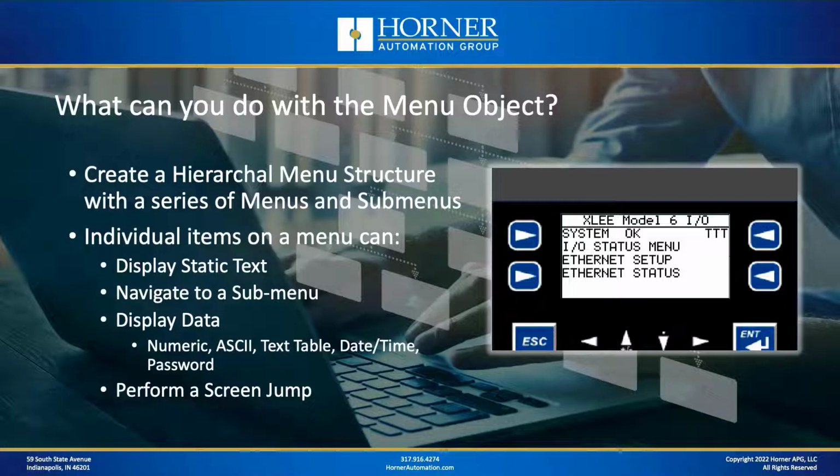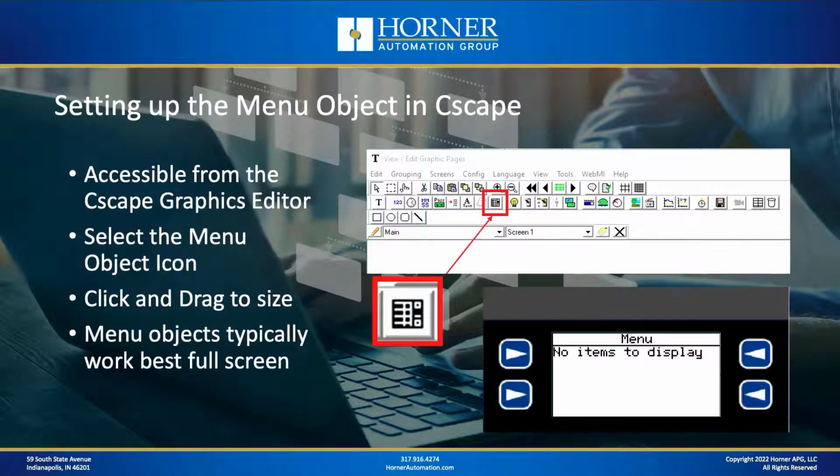So what can you actually do with the menu object? Well, you can effectively create a hierarchical menu structure with a series of menus and submenus to lead your user through the data or through the parameters that they need to operate the machine. The different items you can have in your menu include things like static text. You can set up submenus that they can navigate through. You can display real-time data, which is either just read-only or editable. You can do screen jumps to help with screen navigation. There's just a lot you can do with the menu object.